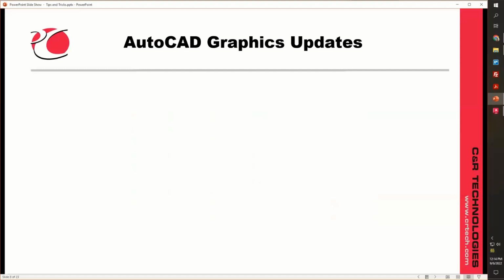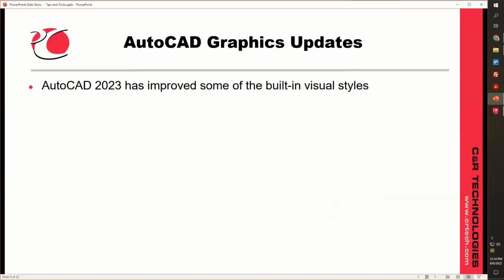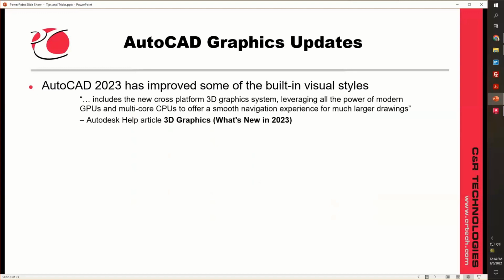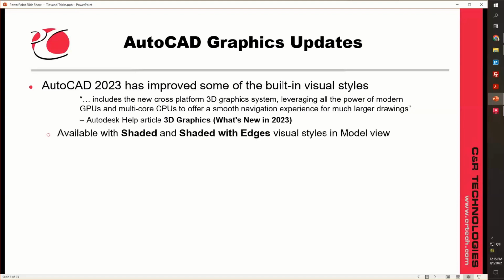AutoCAD has updated their graphics in 2023. They've improved some of their built-in visual styles to take advantage of modern GPUs and multi-core CPUs to offer smooth navigation experience for much larger drawings. They have two visual styles that use this. One is called shaded, and the other is shaded with edges. It only works in the model view, so post-processing viewports can't take advantage of the new graphics system.